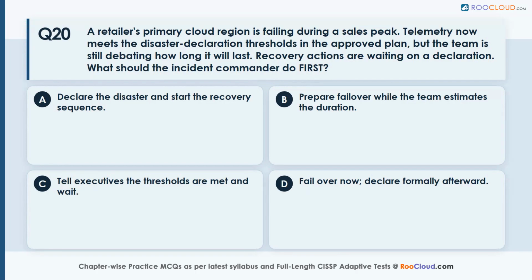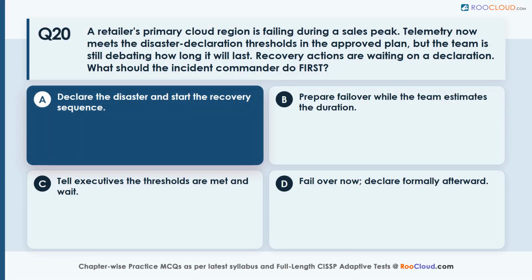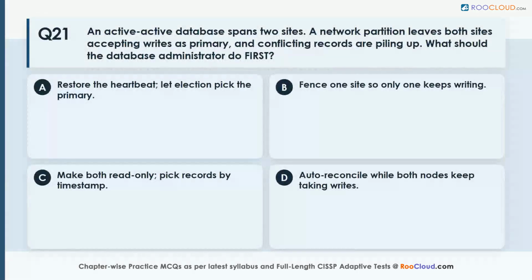Option C tells executives the thresholds are met and waits for their preference. That hands away the authority the plan gave the commander. Option D fails over informally and declares afterward. That runs the recovery outside the governance meant to authorize it. Option A formally declares the disaster under the approved criteria and starts the authorized sequence. When the pre-agreed trigger is met, pull it. That is the pattern.